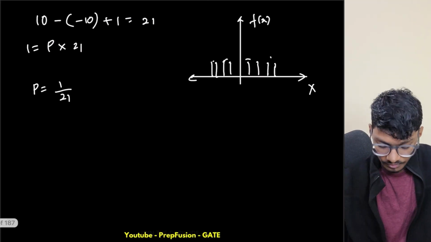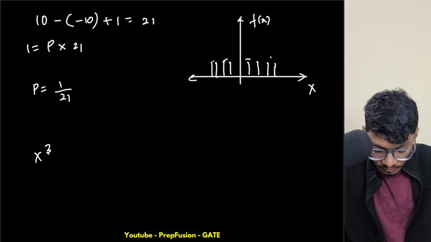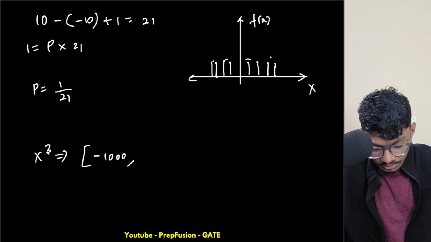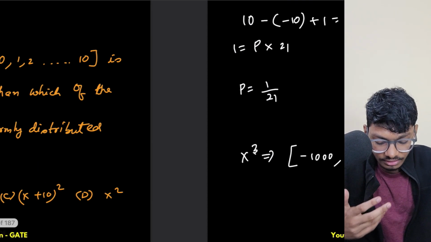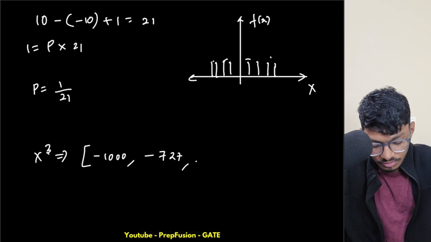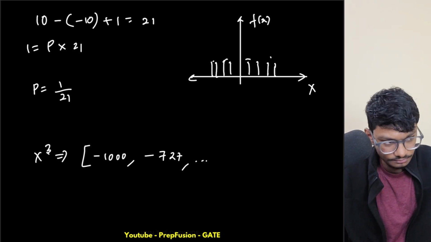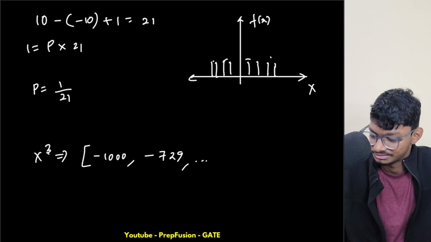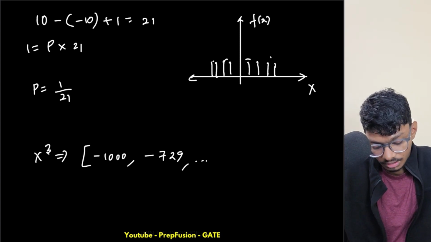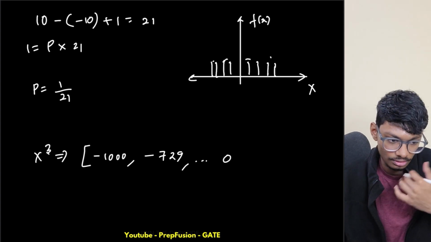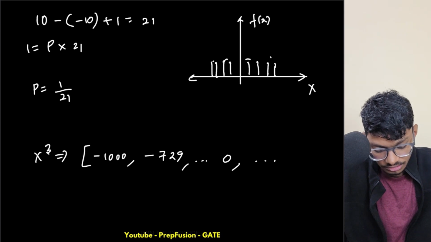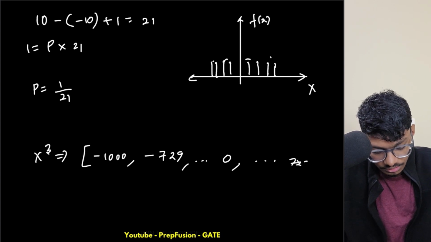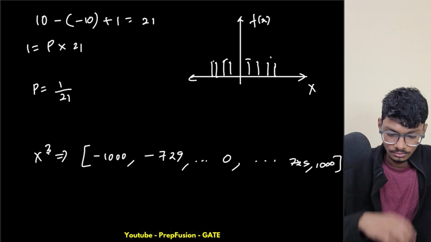When we are doing x cube, what does that mean? It means minus 10 cube, so it is minus 1000, then minus 729. Sorry, this is 9, not 7, so this is minus 7 to 9. All of them will be different, all distinct, and this will go on up to 1000. So this is satisfying everything.